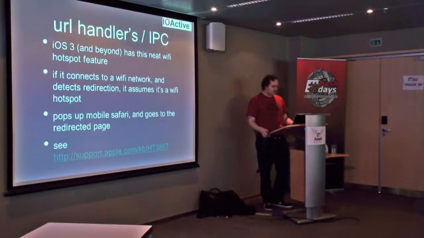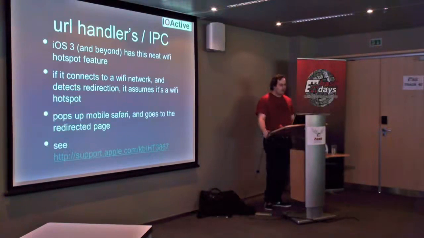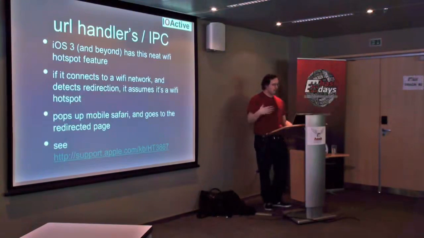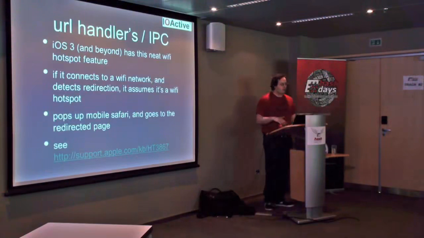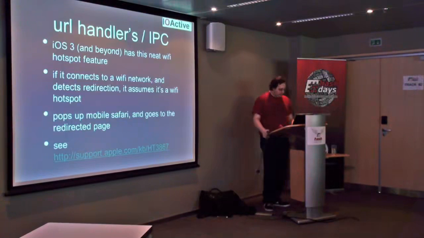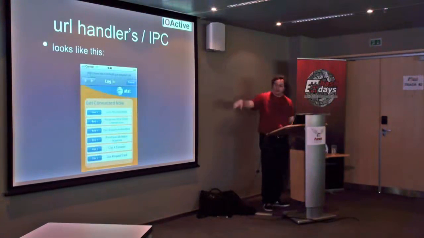As of iOS 3, there's this Wi-Fi hotspot feature in iPhones and iPads. And basically what that means is if you connect to a Wi-Fi network, the first thing they'll do is they'll go to www.apple.com. And if it comes back with a 302 response, some kind of redirect, iOS basically goes like, oh, well, this must be a Wi-Fi hotspot. I will pop up a browser window for you, and I will render this hotspot Wi-Fi page. This kind of looks like this.